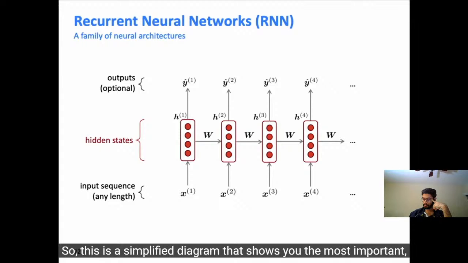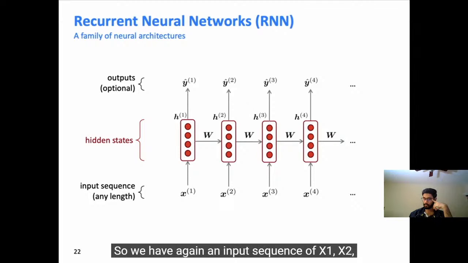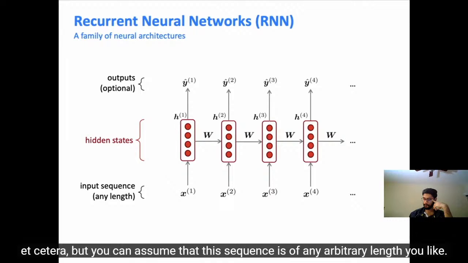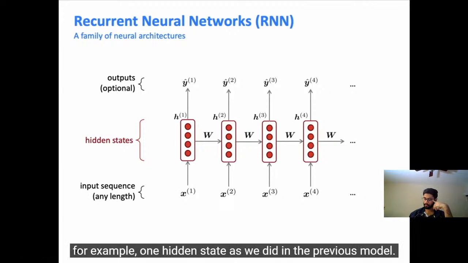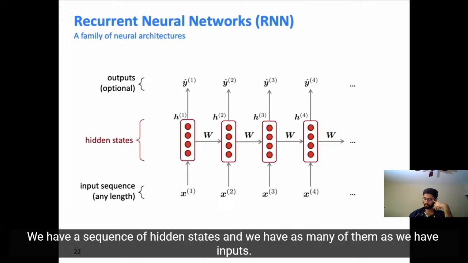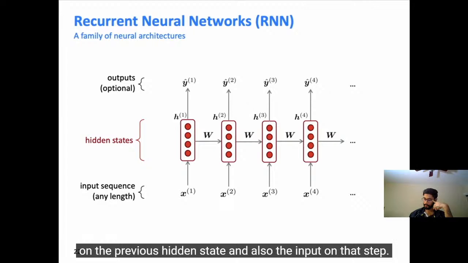This is a simplified diagram that shows you the most important features of an RNN. We have, again, an input sequence of x1, x2, etc., but you can assume that this sequence is of any arbitrary length you like. The idea is that you have a sequence of hidden states. Instead of just having one hidden state, as we did in the previous model, we have a sequence of hidden states, and we have as many of them as we have inputs. The important thing is that each hidden state, ht, is computed based on the previous hidden state and also the input on that step.